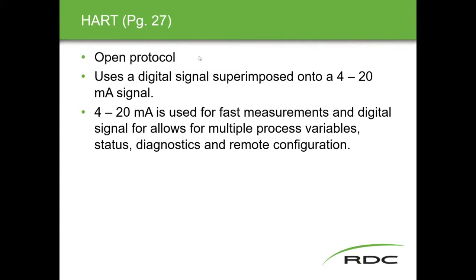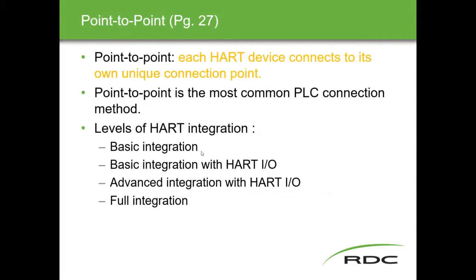HART also is an open protocol, uses a digital signal superimposed on the 4 to 20 milliamp signal here. 4 to 20 milliamps is used for fast measurements, and digital signals allow for multiple process variables, status, diagnostics, remote configuration, all the wonderful things that you get with digital communication, which is what we're focusing on in fourth year. Okay, so not a lot there.